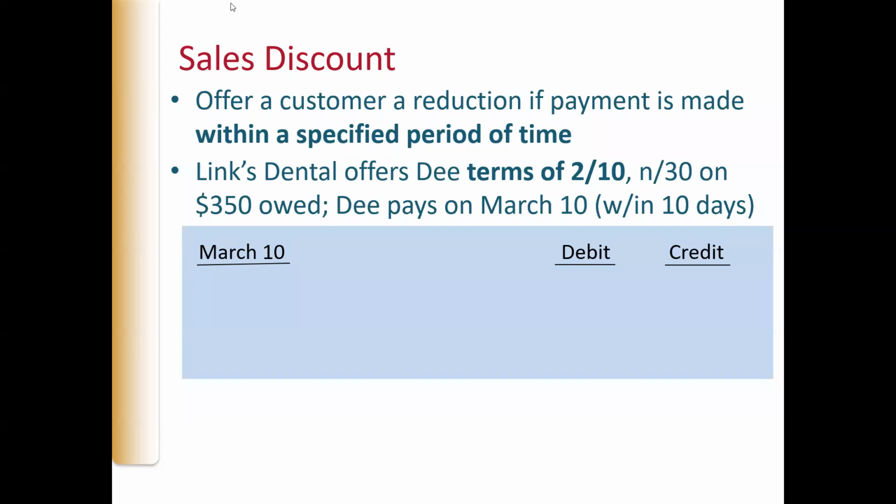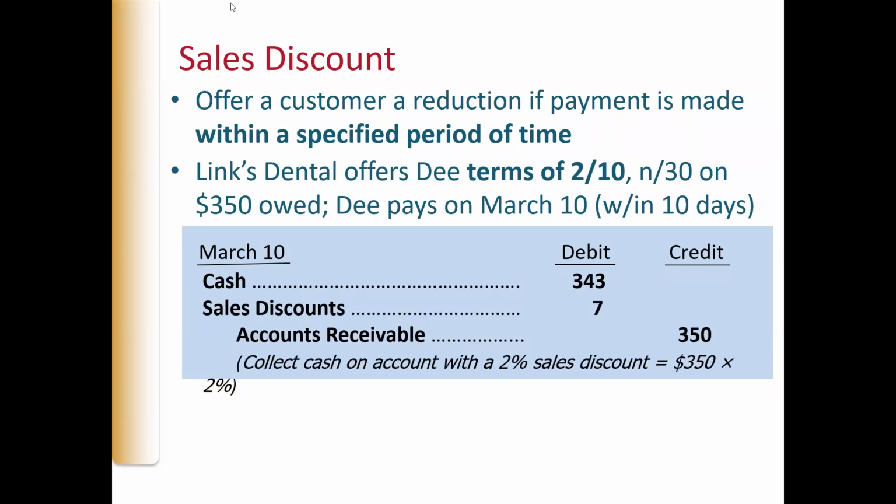D pays on March 10th, within that 10-day window. So because D pays within that 10-day window, we're going to record a sales discount. Basically, the way the sales discount works is we debit cash for $343. We debit sales discounts for $7. And we credit the entire accounts receivable for $350. So she has fulfilled her payment with $343 because she paid within 10 days. Because of that 10-day window, she gets a 2% discount on her $350, which is the $7 discount.